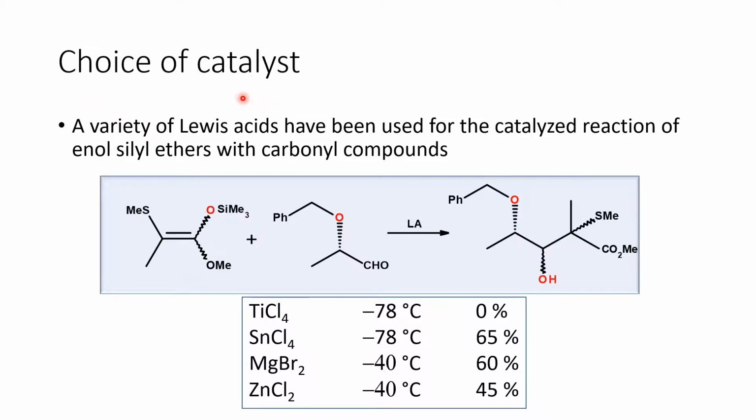Let us look at the choice of the catalyst. Although TiCl4 worked excellently in some of the reactions we have seen earlier, they are not always successful. Say, for example, in this particular example, if you use TiCl4 at minus 78 degrees, we get 0% yield of the condensed product. In this particular case, tin chloride worked better, giving 65% of the product.